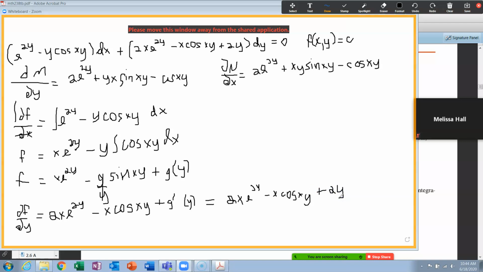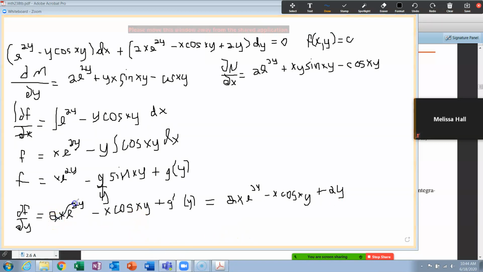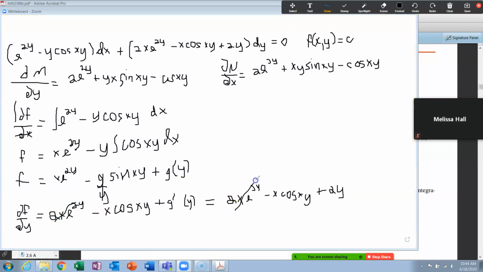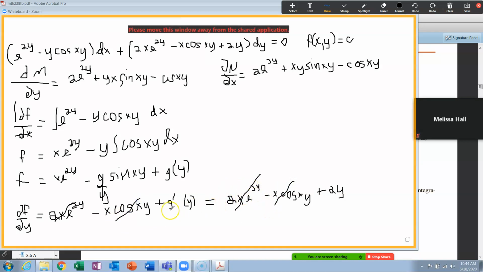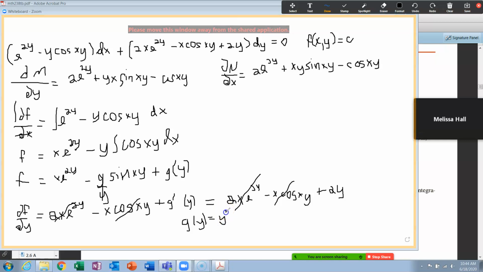Now that's supposed to be equal, but let's look and see how equal that is. These two are exactly the same. You could subtract those off. These two are exactly the same. You could add those off. And that leaves you your g prime is equal to 2y. I think most of you could probably guess what g is. G of y is equal to, please tell me, y squared, right?